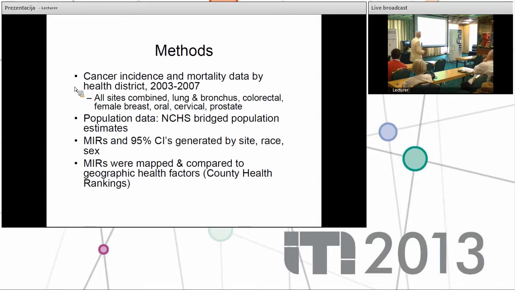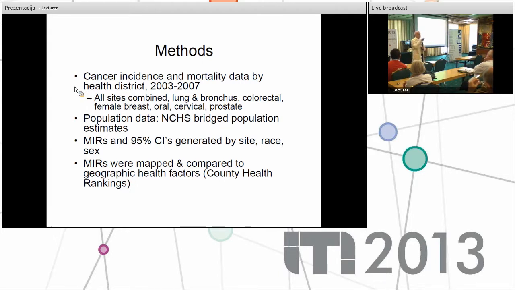Okay, so we looked at cancer incidence and mortality data for a 5-year period, and we looked at all sites combined and the leading cancers, which were lung, bronchus, colorectal, female breast, oral, cervical, and prostate. We used National Center for Health Statistics population estimates, and we calculated these mortality incidence ratios using directly age-adjusted rates. Okay, and then we mapped these mortality incidence ratios. So we mapped them and compared the geographic health factors for each of the county health districts.